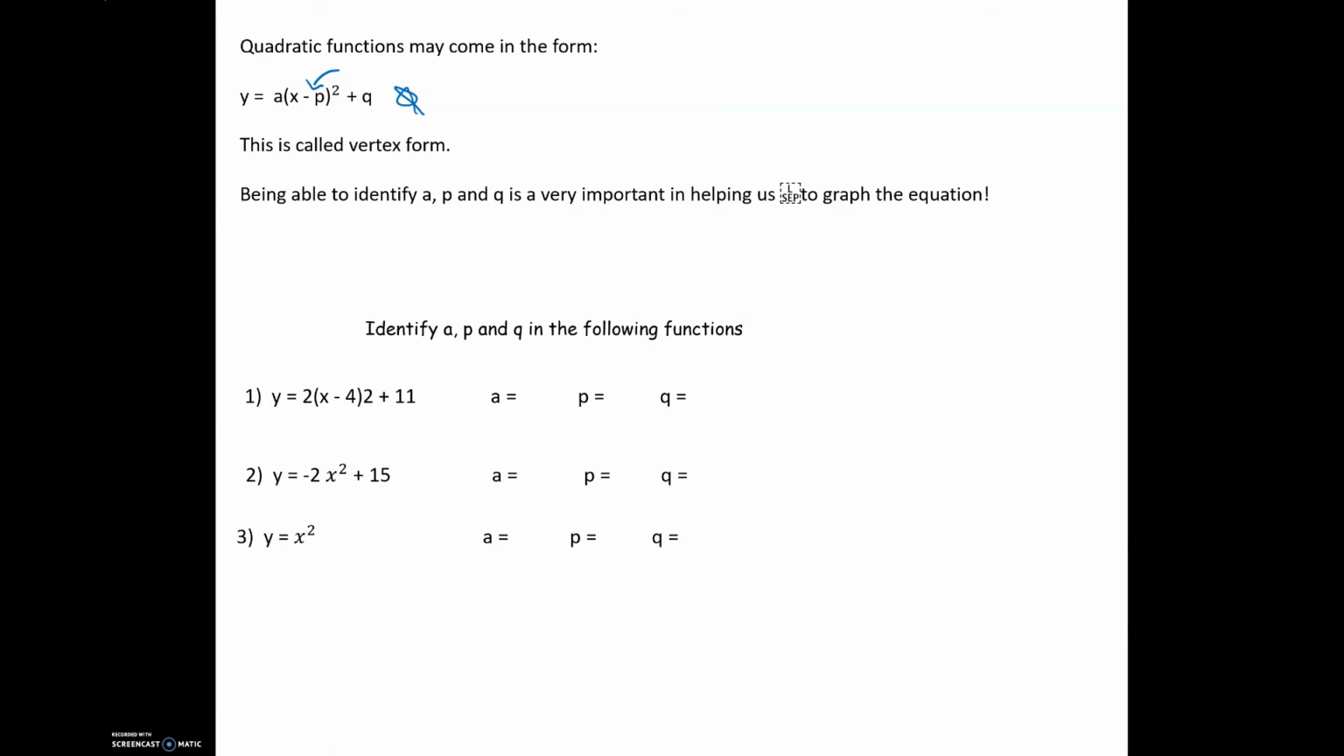So as I go through number 1, our a value comes first. It's out in front. It's 2. Our p-value is inside the bracket, so here it is, and we have to write the opposite. So it's that positive 4. Q value is on the outside. And we already learned about linear inequalities. That number on the outside, that's your constant.